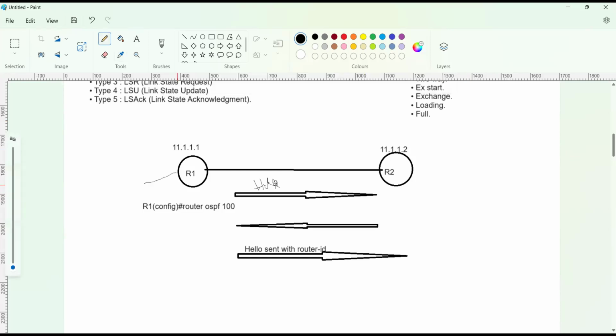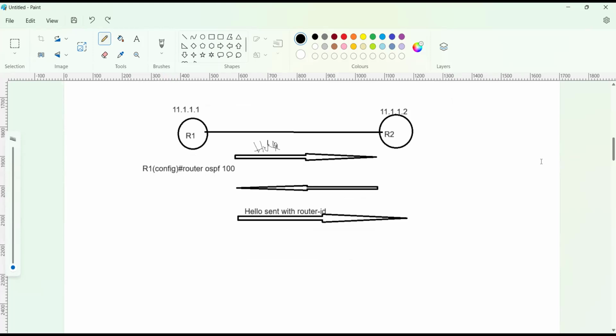If this router has multiple physical interfaces, here we have 11.1.1.1, here we have 10, and here we have 192.168. Among them, whichever has the highest prefix will be elected. Here the highest prefix is 192, so the router ID will be 192. If we do not configure the router ID manually, it will move to the loopback, then to the highest prefix IP. That is the router ID. Both routers will share their router IDs, and we have some criteria also here.